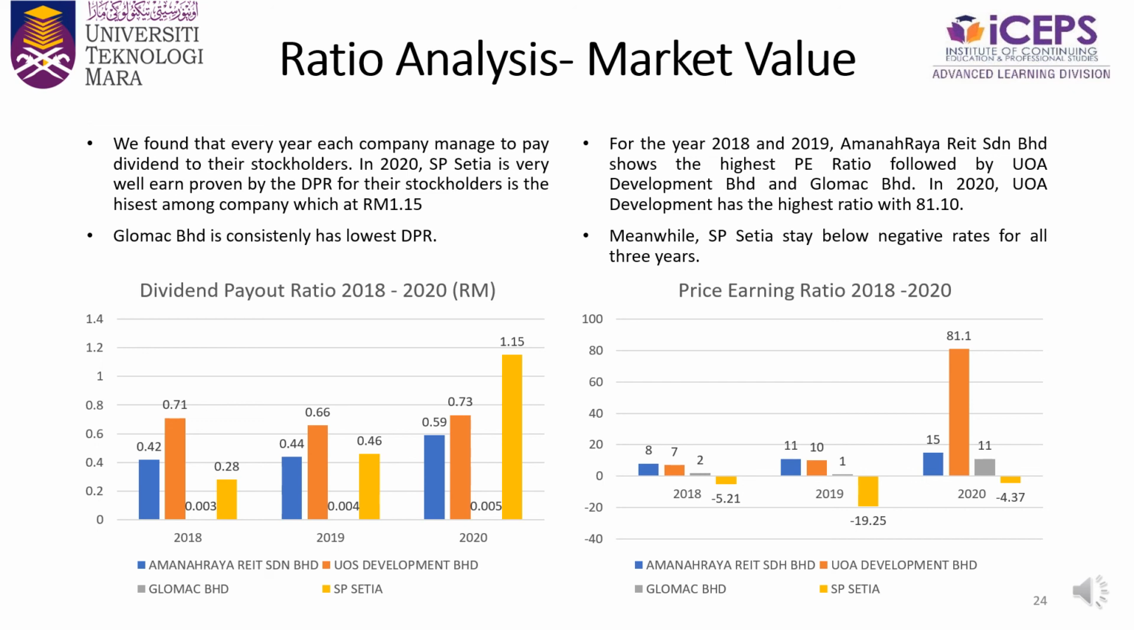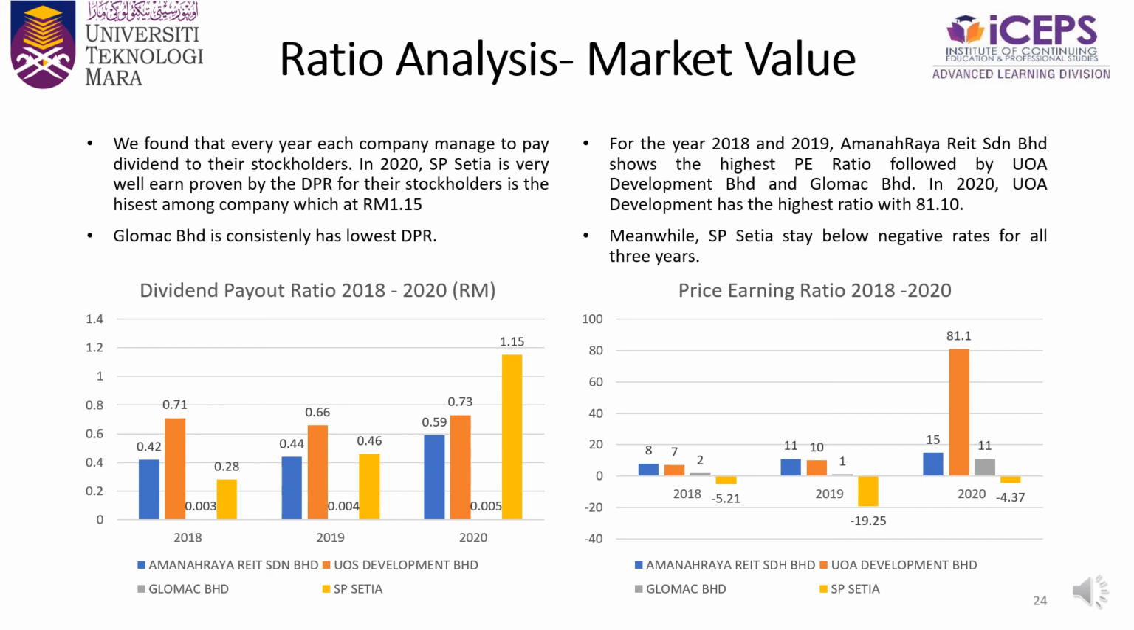The last ratio analysis is for market value. Under market value, there are two ratios. First is dividend payout ratio. For dividend payout ratio, we found that every year each company managed to pay dividends to their stockholders. In 2020, SP Setia has earned very well, proven by the dividend payout ratio for their stockholders being the highest among the companies, at RM1.50. Glomac Berhad consistently has the lowest dividend payout ratio throughout the years.